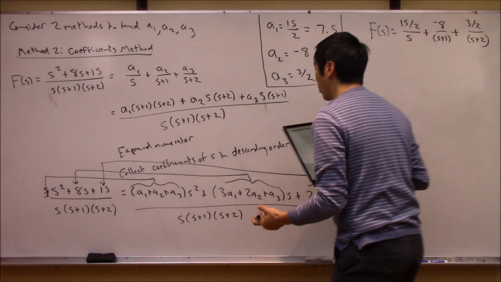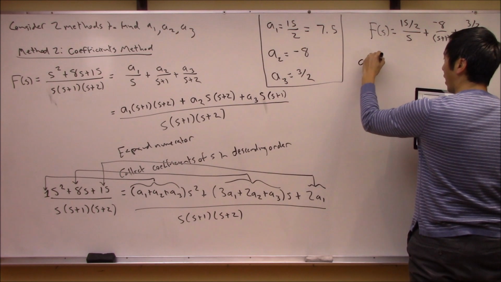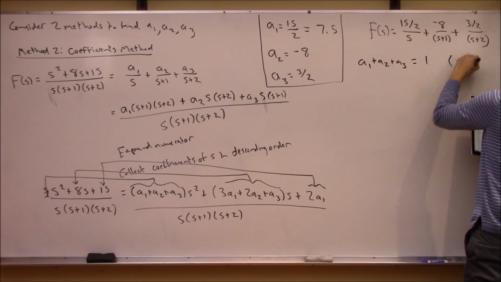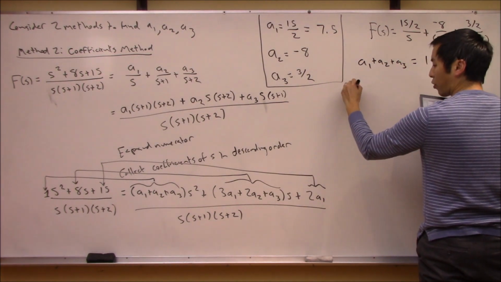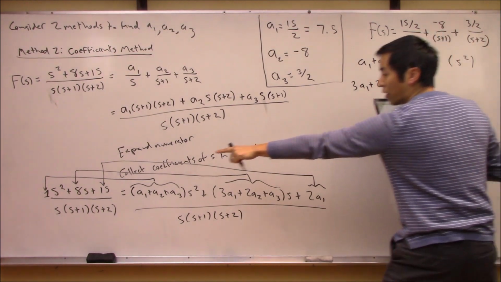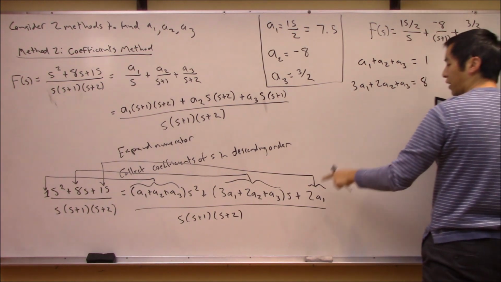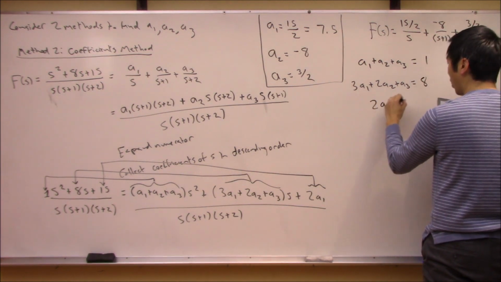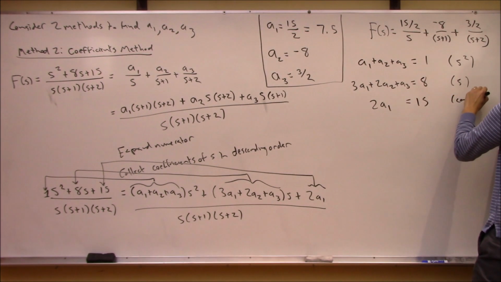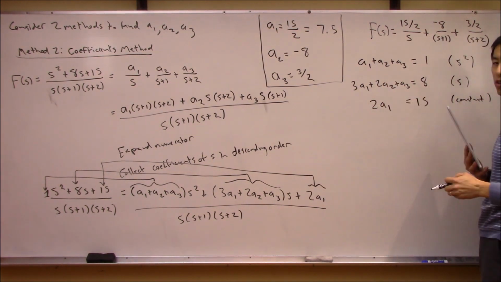So we see we end up with 3 equations and 3 unknowns. We end up with a1 plus a2 plus a3 has got to equal 1. This was the s squared term. Then 3a1 plus 2a2 plus a3 had better equal the coefficient on the s, which is 8 here. And then finally, the constant term, which is 2a1, had better equal 15. This was the constant. And here you go, 3 equations, 3 unknowns, and actually even better, 3 linear equations, 3 unknowns.